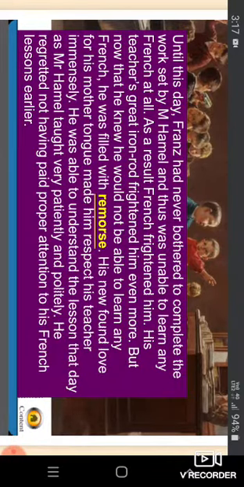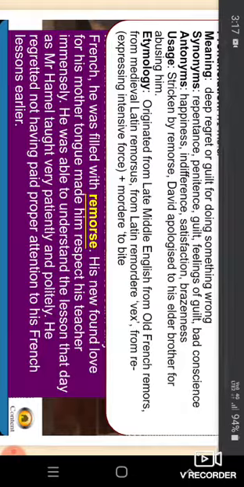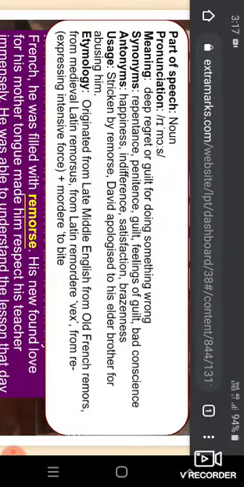Students, the meaning of remorse is? Remorse means a deep regret or guilt for doing something wrong. You can say, in other words, repentance, penitence, guilt, feeling of guilt, bad conscience.